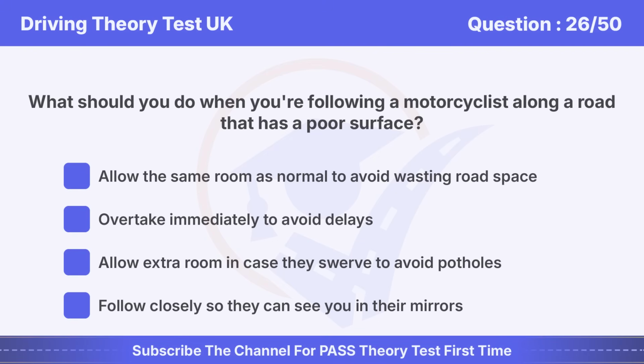Question 26. What should you do when you're following a motorcyclist along a road that has a poor surface?